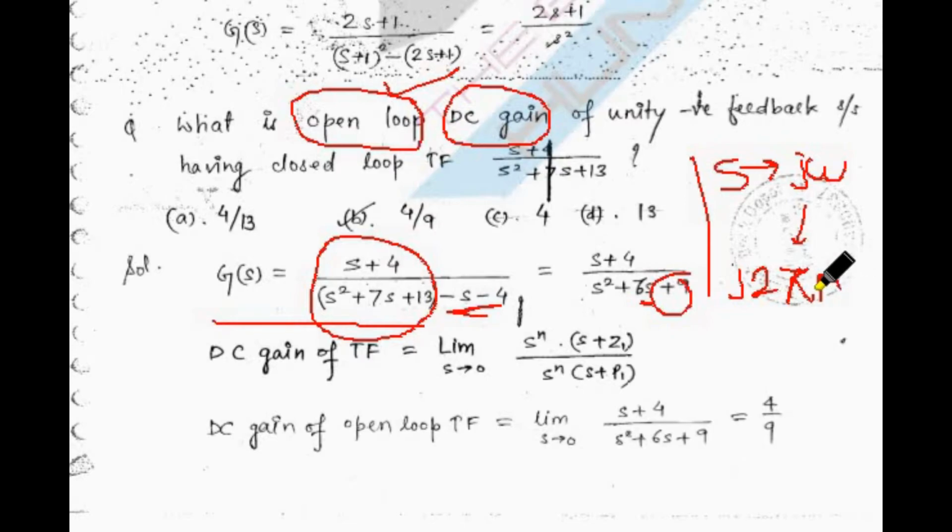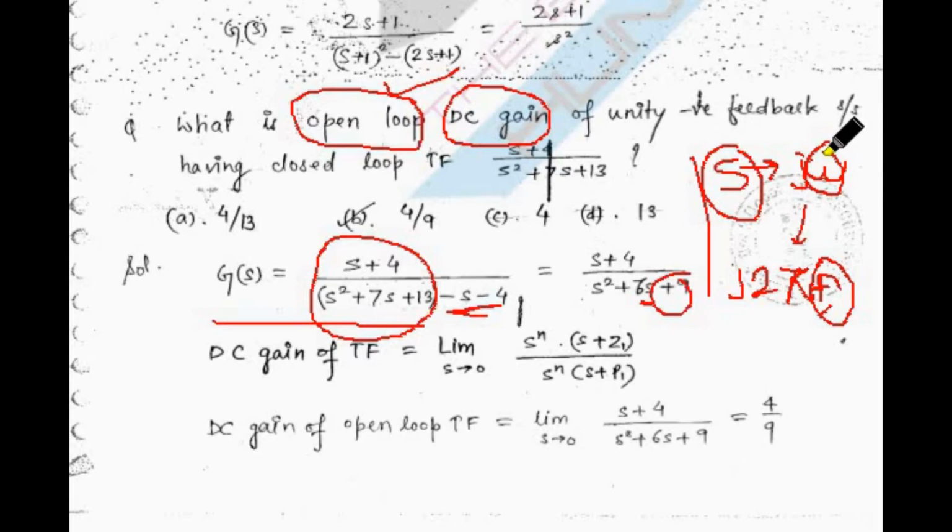So if I put s equal to 0, I just told you that DC gain means you have to feed a signal that has 0 frequency. If I put f as 0, then the total omega will be replaced as 0.